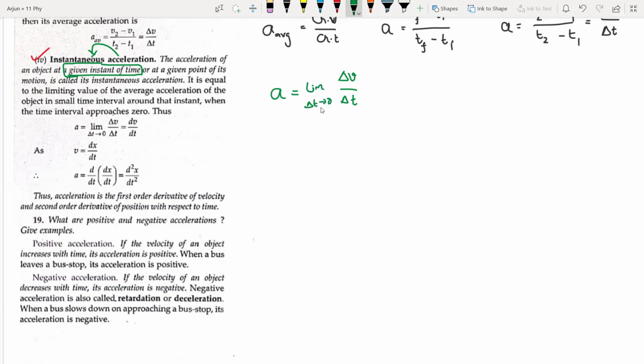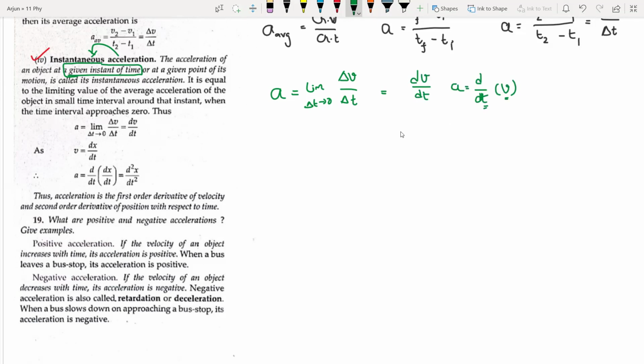If you're limiting time value to 0, it means you are calculating or measuring acceleration at the particular instant. So what you need to do, delta v by delta t, is nothing but differentiating velocity with respect to time. So this can be written as d by dt of v. So you are differentiating velocity with respect to time. That is nothing but acceleration.